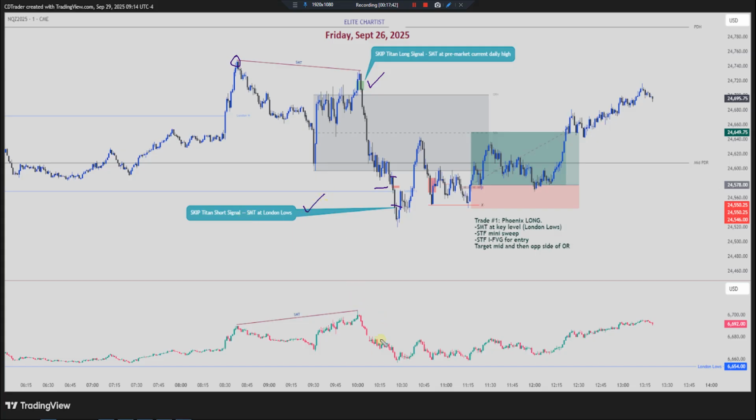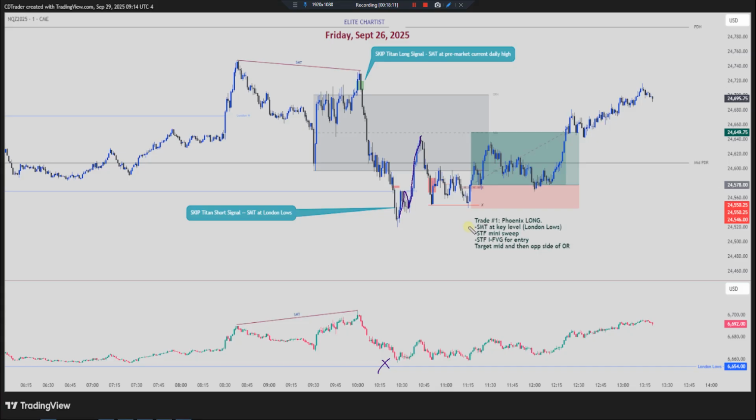Again, we're not taking a short. Why? Because ES did not make it to London lows and NQ did. Again, major level SMT. So I'd rather wait to see if I'm going to end up getting a reversal signal. And you saw this, right? And typically I'd probably start to feel like, oh, I missed it, right? But remember, what I'm really waiting for is I want to see that mini sweep.